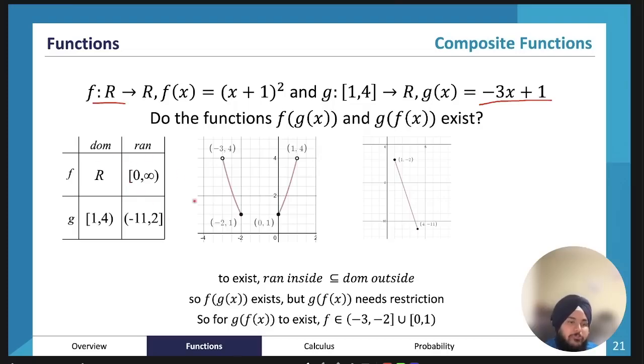So therefore, g of f of x will actually not exist unless we are able to restrict the domain of f of x somehow, such as to restrict the range. So if we can restrict the range of f of x to be 1 to 4, or even less than that, then g of f of x can exist. But otherwise, it will not exist.